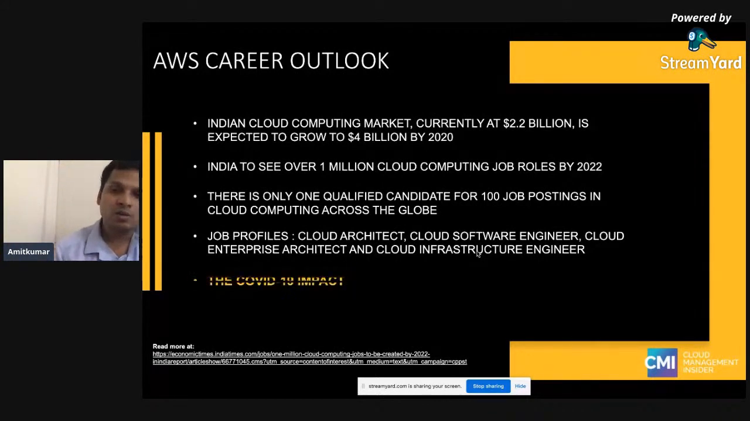But yes, just to end on a note, the public cloud platform and the public cloud career are going to shine after COVID-19.